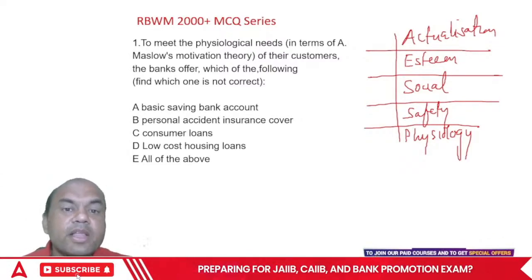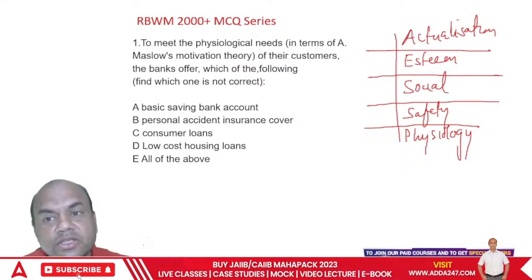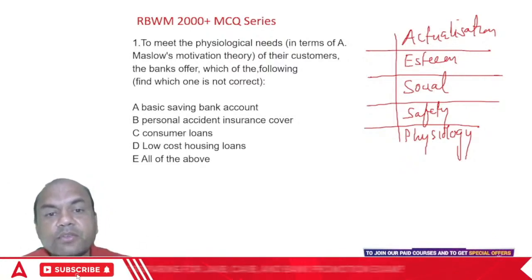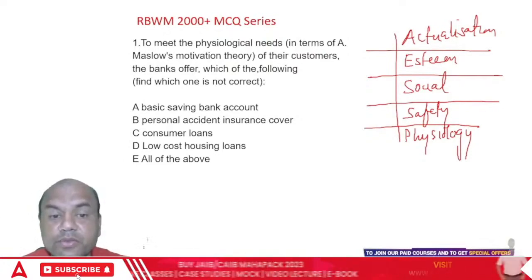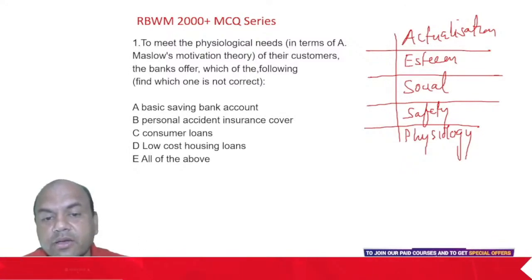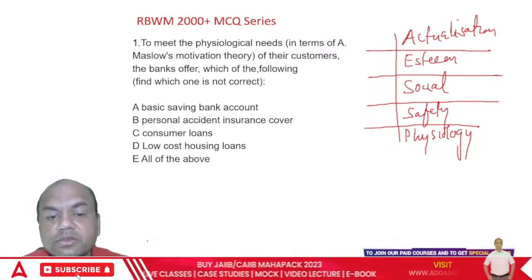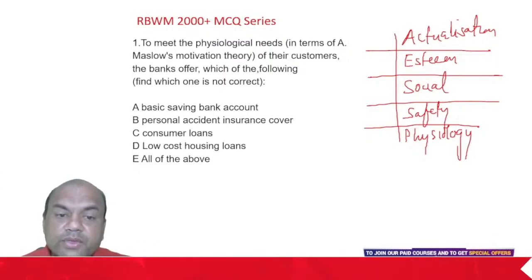So coming back here, keep this in mind. We have many questions on this. I won't be repeating it again and again. To meet the physiological needs of the customers, the bank offers which of the following products? BSBA means basic savings bank account, personal accident insurance cover, consumer loans, low cost housing loans, and all of the above. So which is the one?